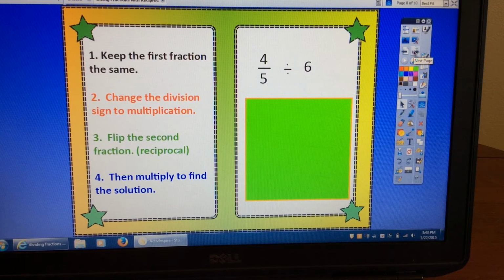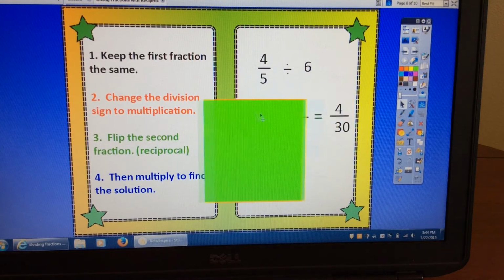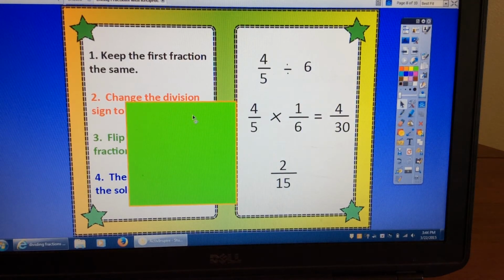So you can pause the video, go ahead and work it out, and when you're finished, go ahead and push play, and we'll see if you get the right answer. So you should have gone ahead and paused the video, and now I'm going to show you the answer. So 4/5 times 1/6, which is the reciprocal of 6, is equal to 4/30, and we went ahead and reduced it to 2/15. I'm sure you got that.